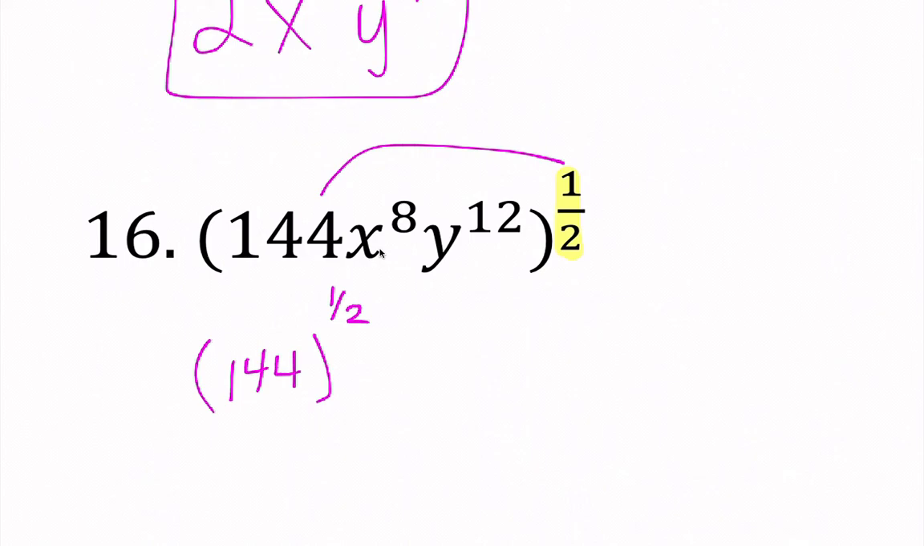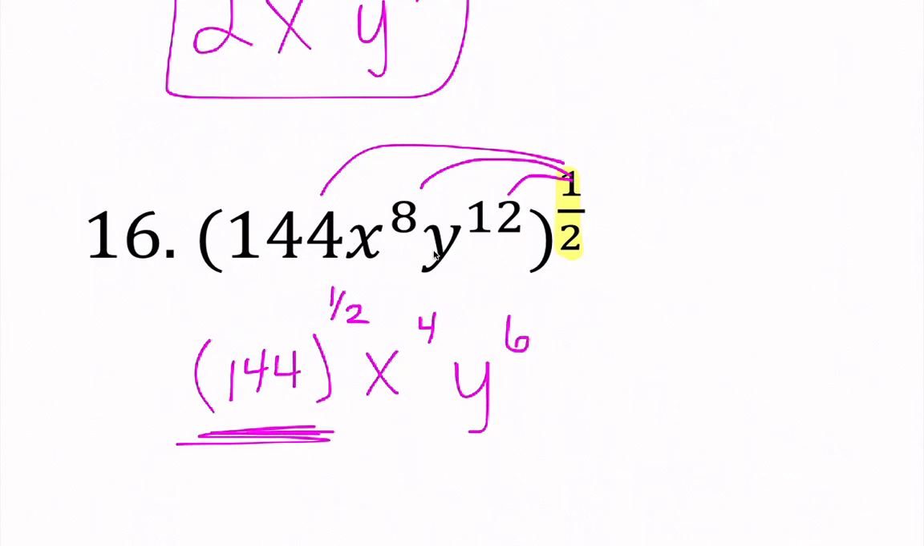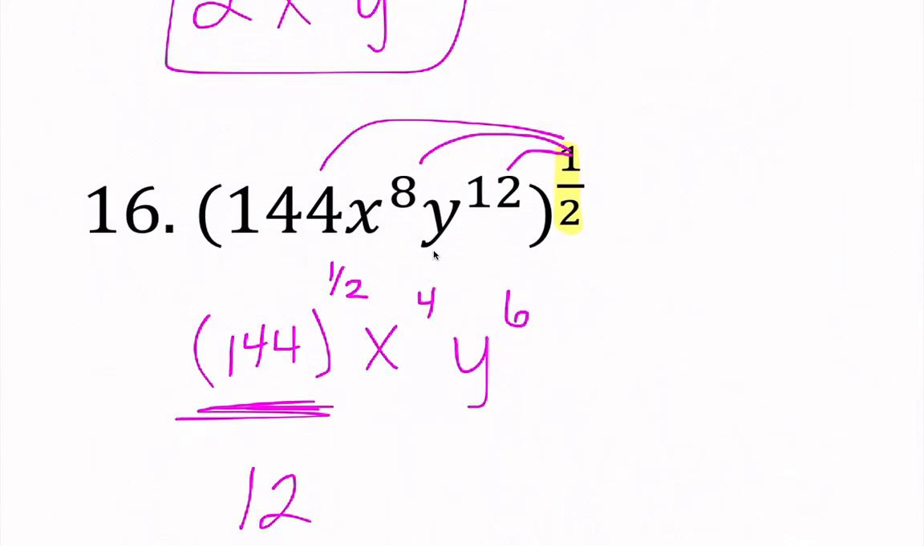So now I give it to x, which already has one, so I multiply. 1/2 times 8 is 4. Next, I give it to y, which already has an exponent, so I multiply. 1/2 times 12 is 6. All I have left to do is to simplify this piece right here. So 144 in parentheses raised to the 1/2 power is 12. So my final answer is 12, x to the 4th, y to the 6th.